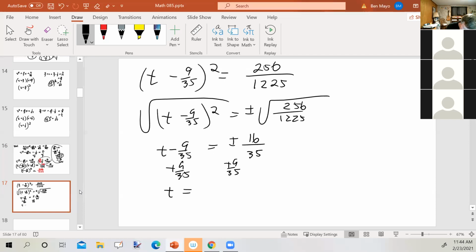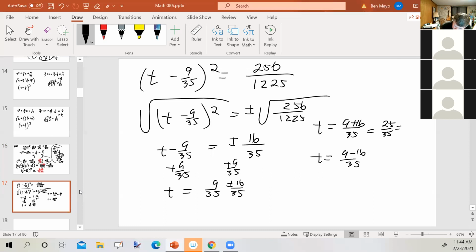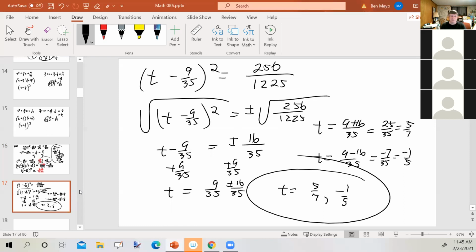So then I'm going to add 9/35 to both sides. T equals 9/35 plus or minus 16/35. So t equals 9 plus 16 over 35, t equals 9 minus 16 over 35. Let's see, 9 plus 16 is 25/35, which would be 5/7. 9 minus 16 would be negative 7/35, which is negative 1/5. So t equals 5/7, comma, negative 1/5, which are the correct answers. Yeah, boy, that was big numbers there.